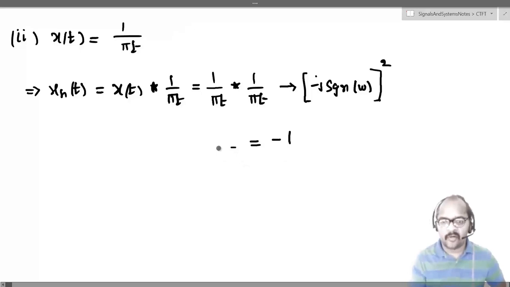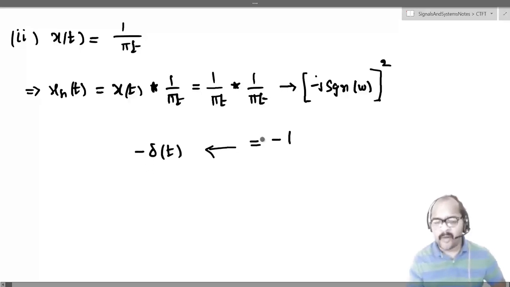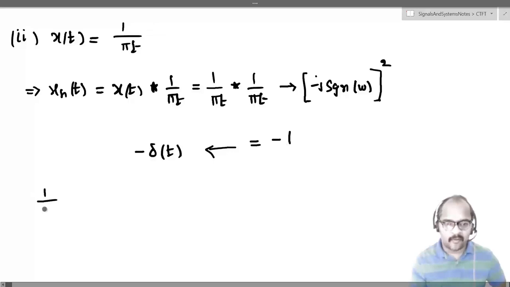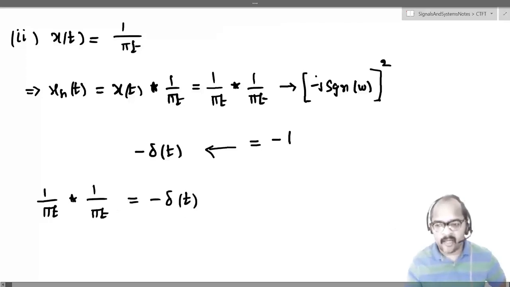So minus j signum of omega whole square is equal to minus 1. So if you go into time domain, which signal will have minus 1 as its Fourier transform? You have minus delta of t. So minus delta of t will have minus 1 as the Fourier transform. So what did we get here? We got that 1 by pi t convolved with 1 by pi t is equal to minus delta of t. Right.